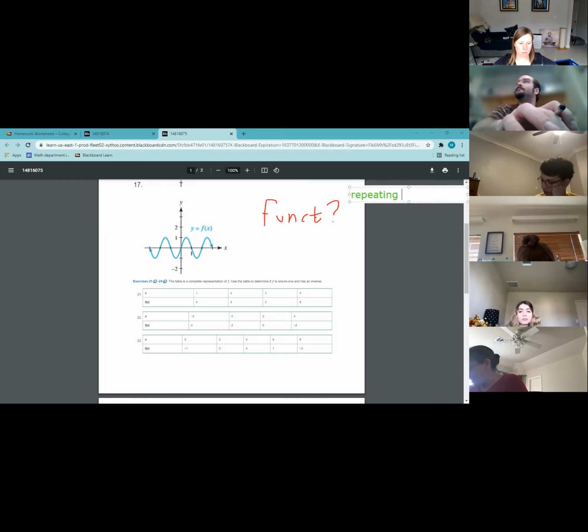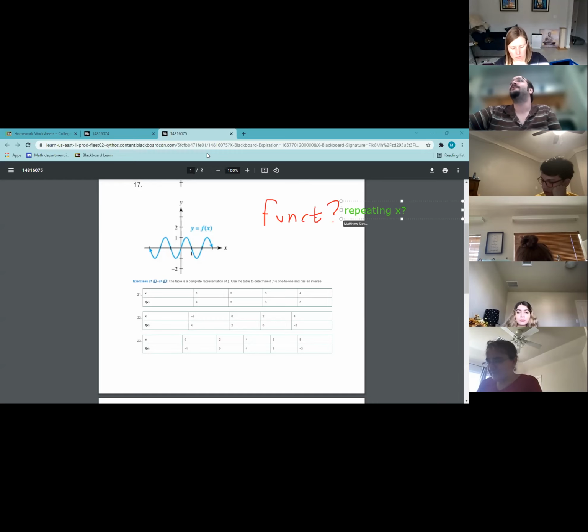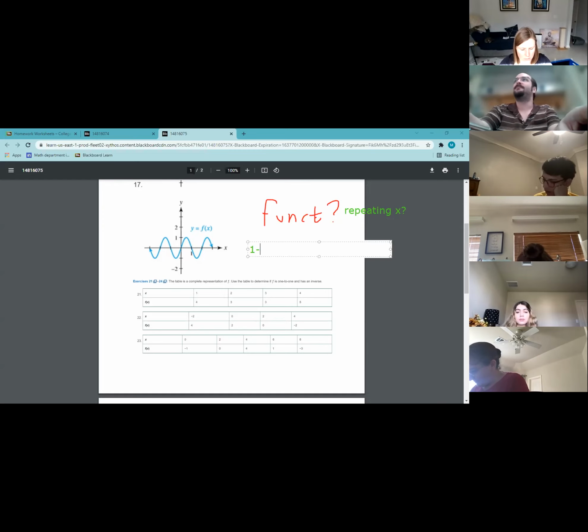We had to make sure X is not repeated, right? Yeah, we look at whether X is repeating. So does it have a repeating X? That's how we tell if it's a function. So the other way is, if we want to know whether it is one-to-one or has an inverse.